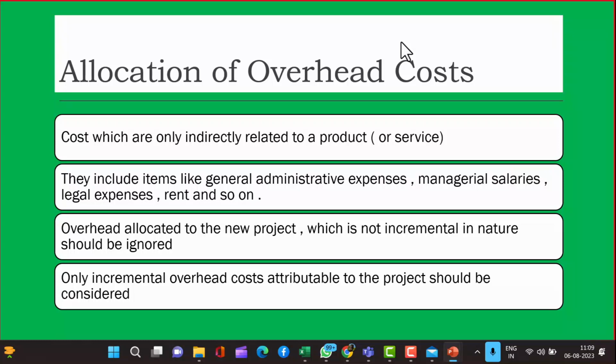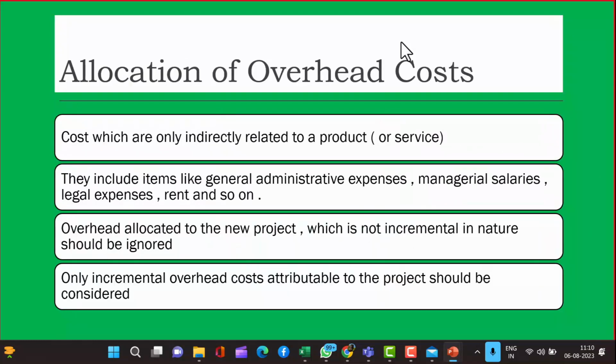So just read this and understand. Any overhead allocation has to be ignored because this is not an incremental cost. Only incremental overhead cost, which is attributable to the project, should be considered. Is that okay for all of you? Have you followed? Just go through, and if you have any questions, please ask me.